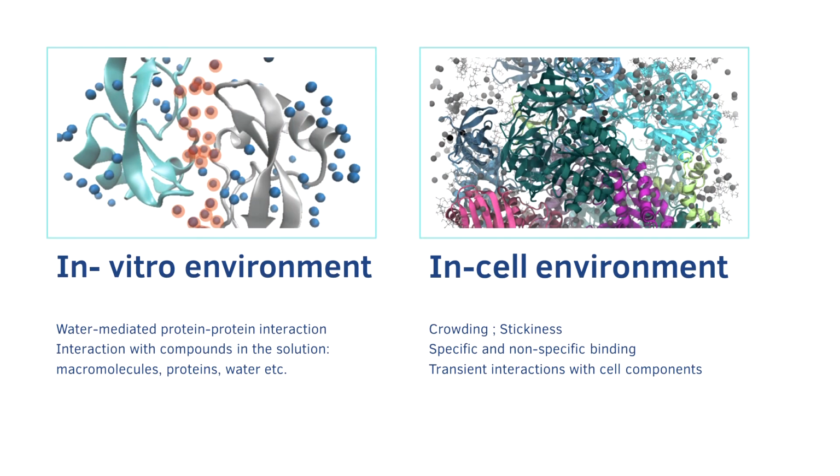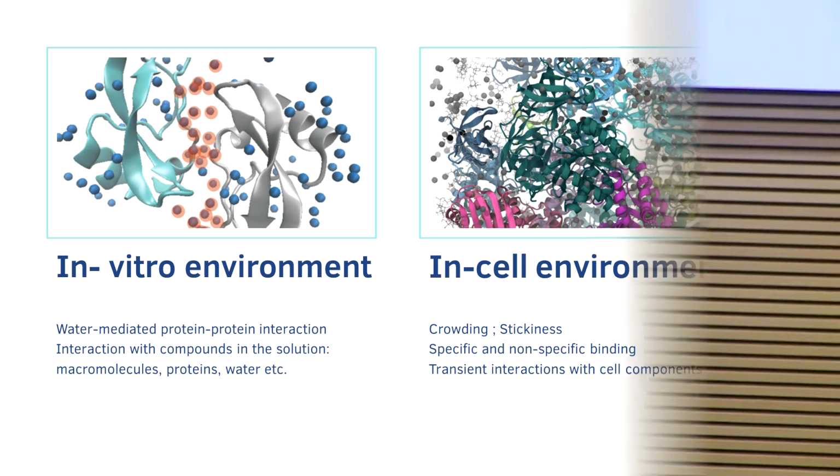The native environment of the protein, which involves the cell components, may significantly affect the protein properties. However, the majority of protein studies have been conducted under artificial laboratory settings, as we can see on the left panel. However, these settings differ significantly from the cellular environment, which is complex and completely different.